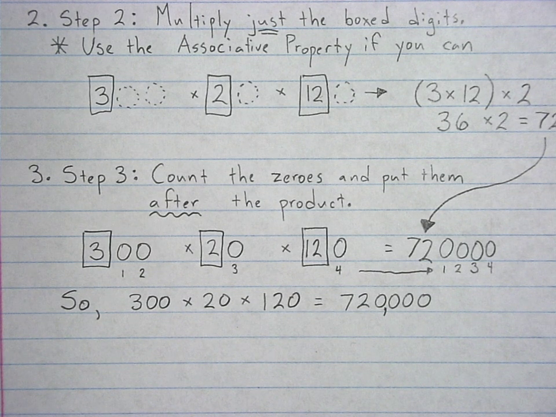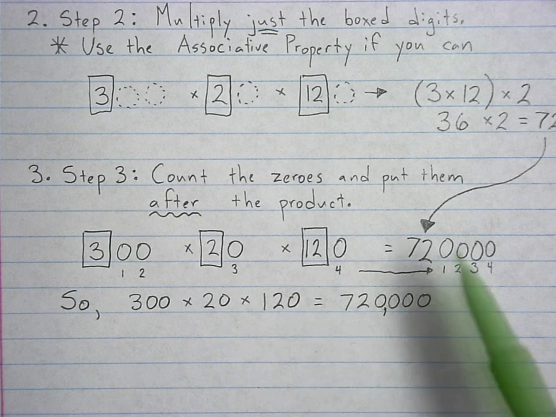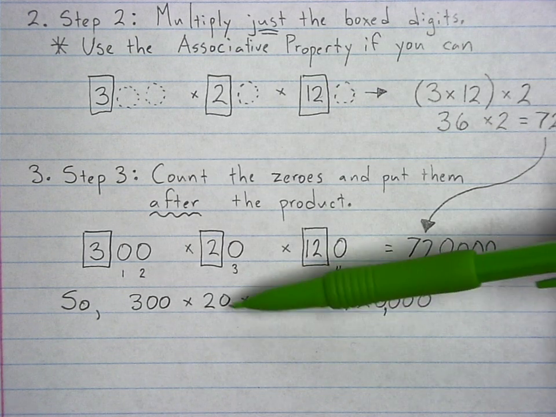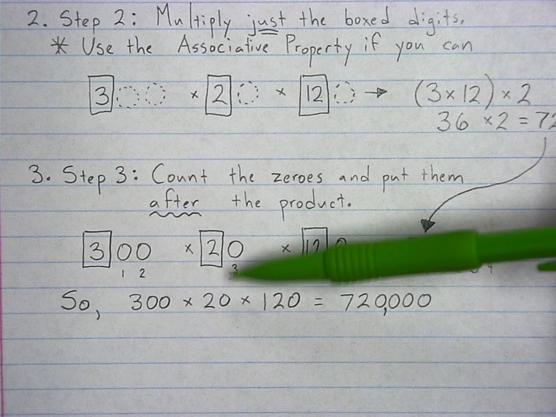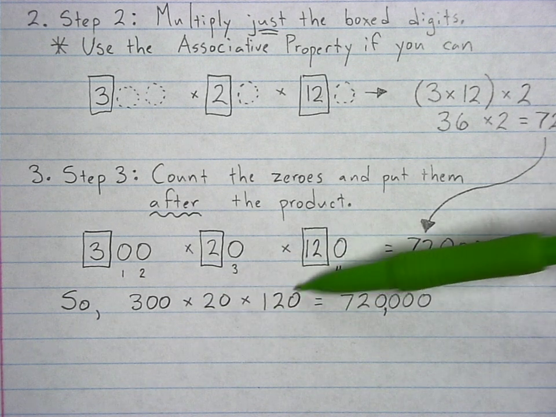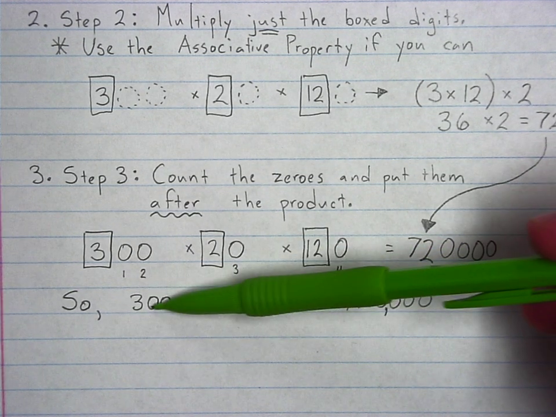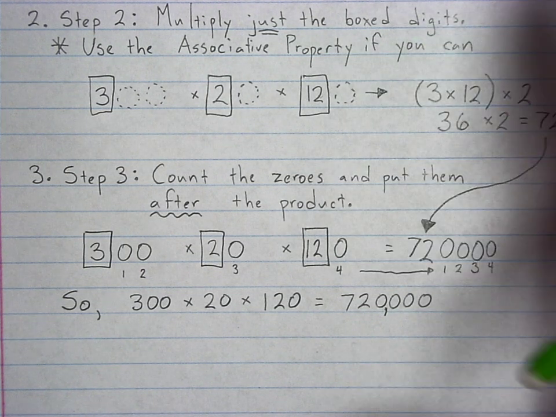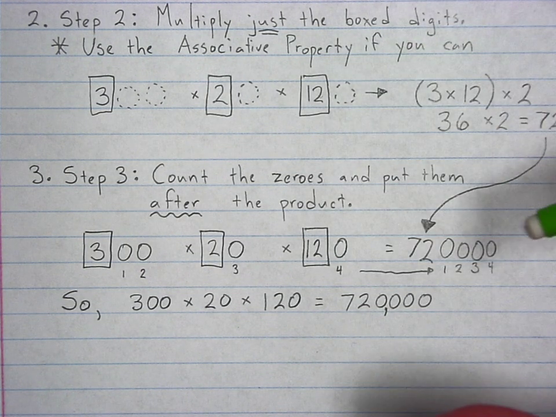Now the hope is that once you get used to this and practice it, it'll go much faster. You'll see this and just mentally say, that's a lot of zeros. So 3 times 2 is 6. 6 times 12 is 72. 1, 2, 3, 4 zeros after that. Write a 72 with 4 zeros. Done. This is not estimating, but we're going to use it later with estimating.